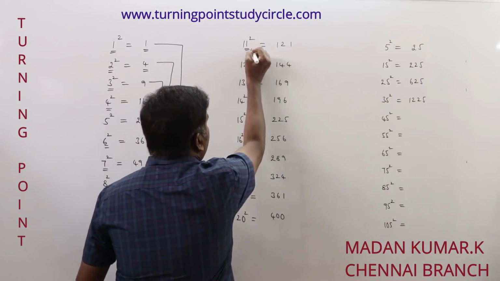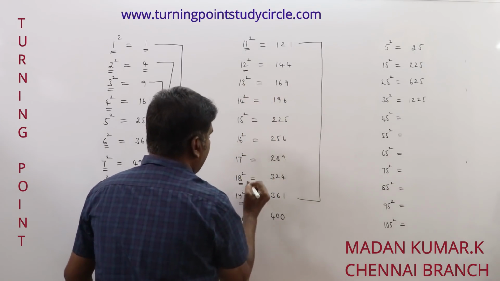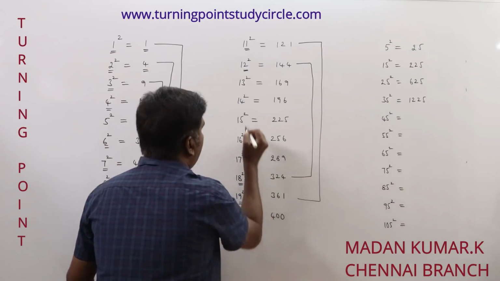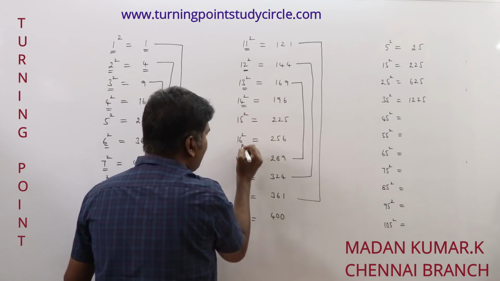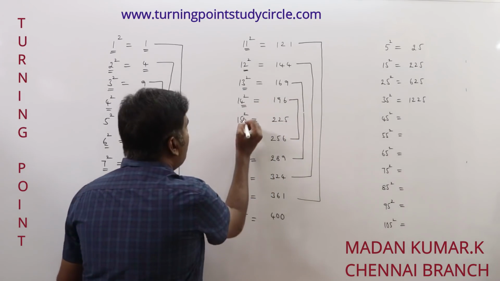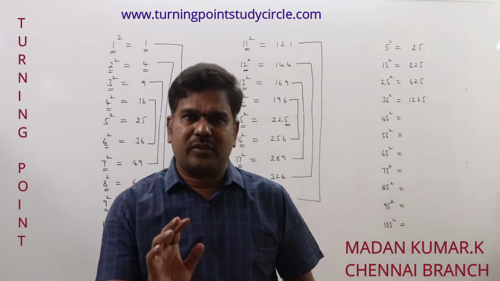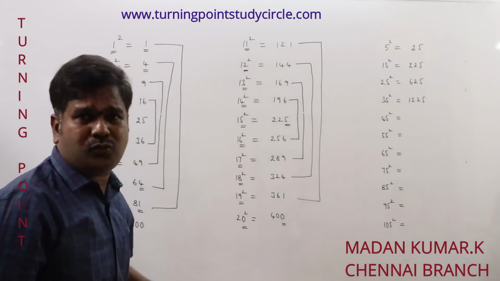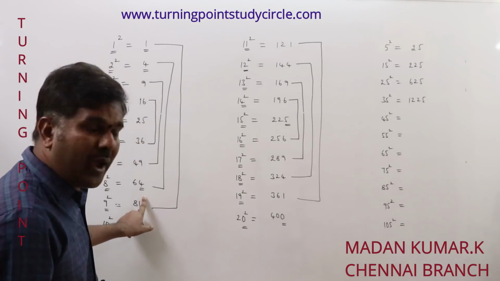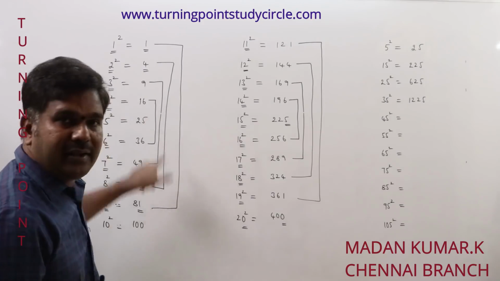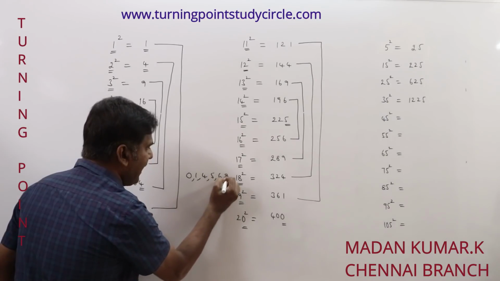If you observe here, 1 square and 9 square end with 1 only. 2 square and 8 square end with 4. 3 square and 7 square end with 9. 4 square and 6 square end with 6. 5 square ends with 5, 0 square with 0. Clear? Now if you observe, any square value will end with 0, 1, 4, 5, 6, or 9, right?